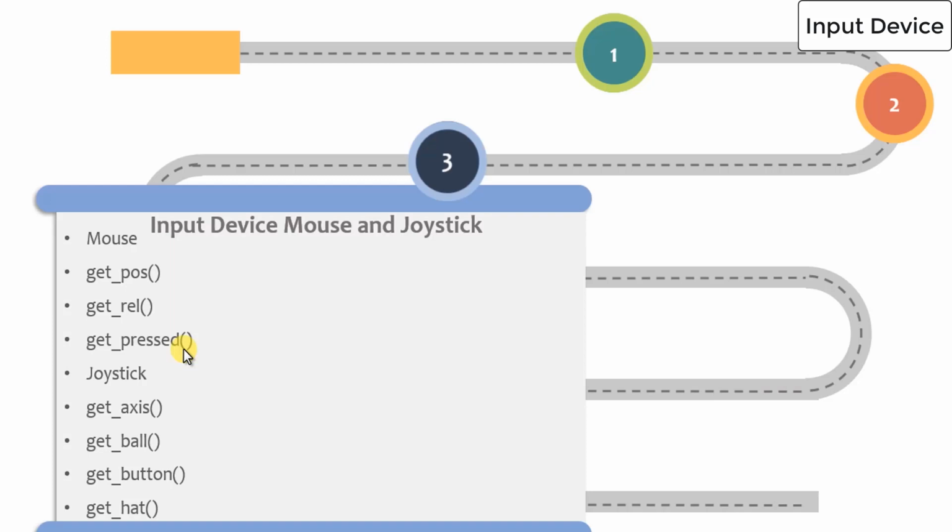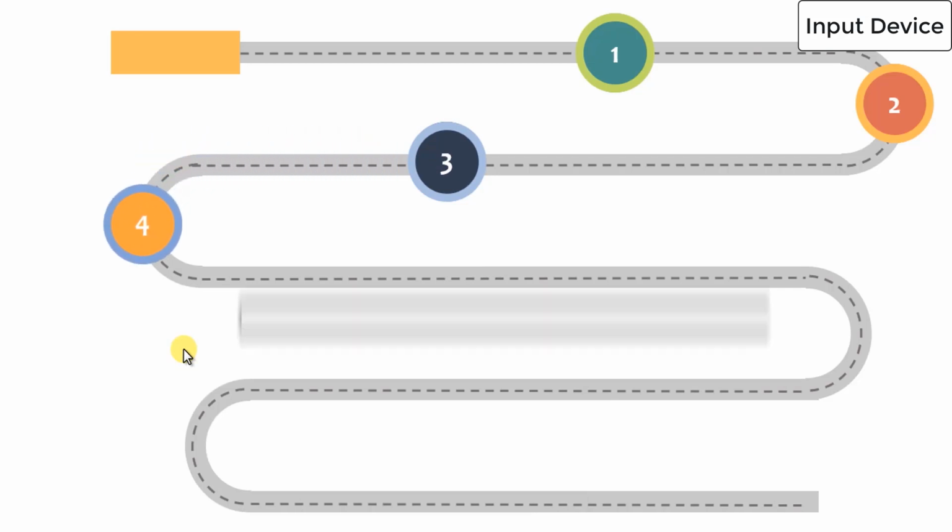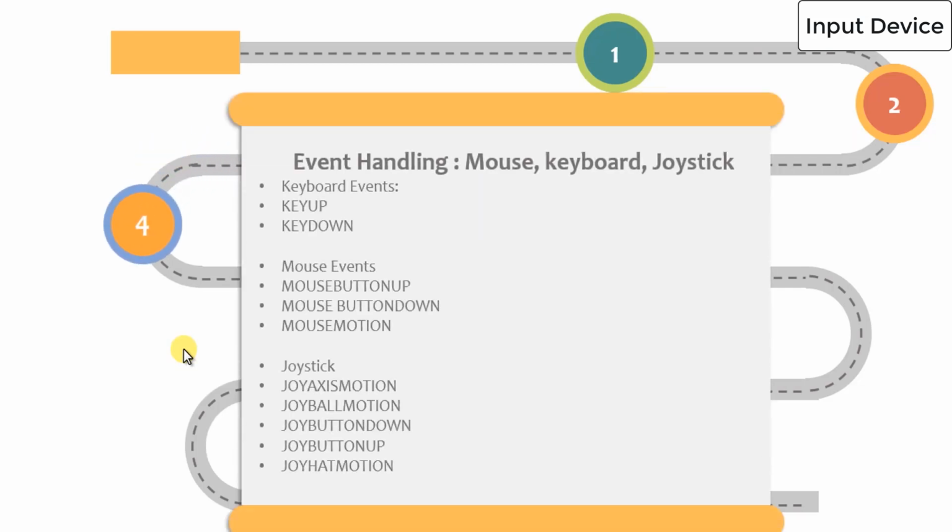Now let's understand what is event handling. So till now we have discussed how to check the status of the input devices. After checking the status of the input devices, it's very important to take the required action. So we can take the required action with the help of event handling. Now let's understand first the different events which are triggered for mouse, keyboard and joystick.